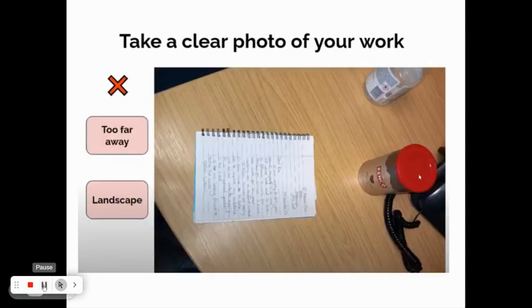Another problem we can have sometimes is that the work is too far away, so we have to try and zoom in to see what's on the page, and it can make it very difficult if it's very pixelated. Also in this example, we have a landscape example of work instead of a portrait, and we mark everything on portrait, so make sure that you have that setting. Also just make sure that you're not getting things in the background. Those are not necessary and can sort of impede the marking process because we don't have space to write comments on your work.